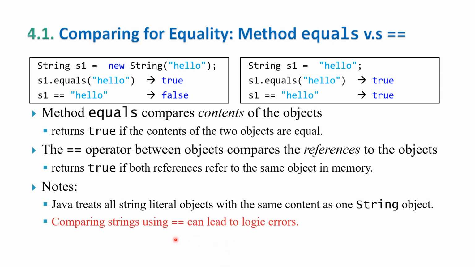The bottom line is that comparing strings using the equal operator can lead to logic errors, because the equal operator compares the references to determine whether they refer to the same object, not whether two objects have the same content. When comparing objects to determine whether they have the same content, use the method equals.